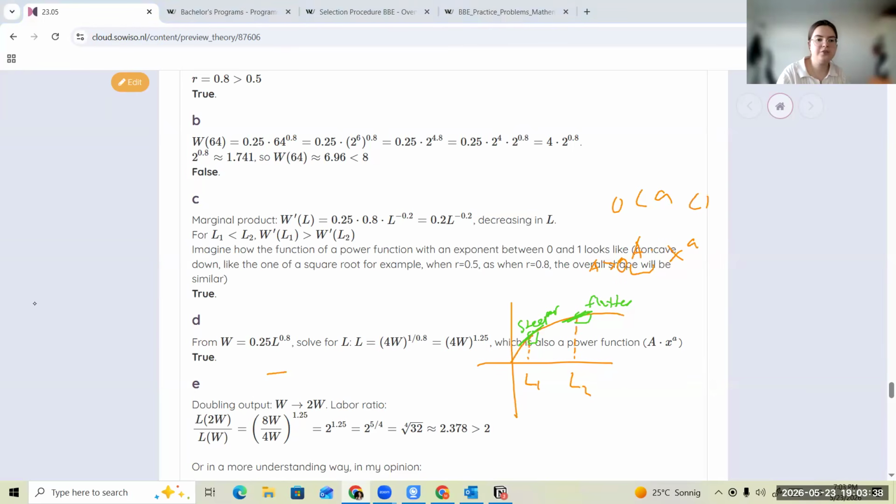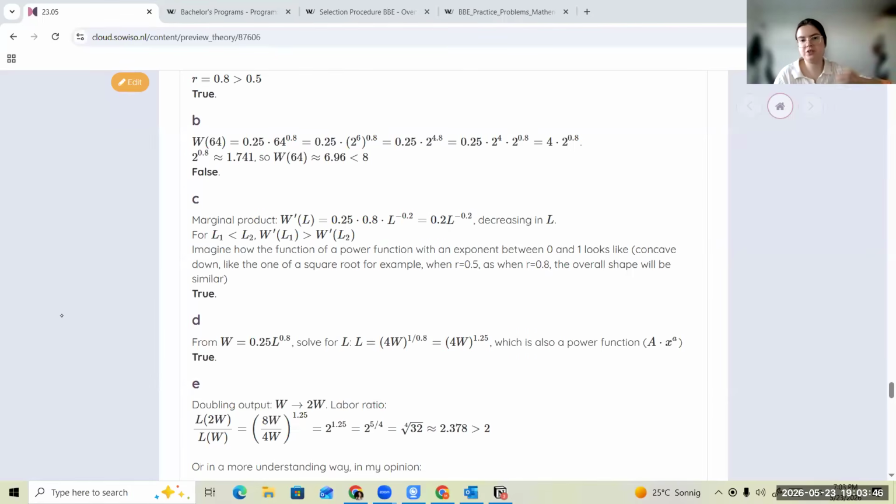Then for D, we're just trying to solve for a function of L. Marginal product is the slope of the tangent line, because marginal is the first derivative, and marginal something is the slope of the tangent line that gives you the first derivative.